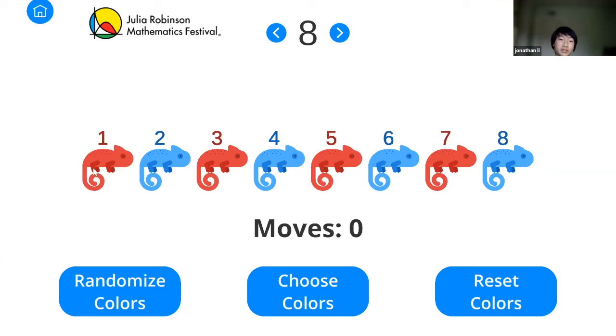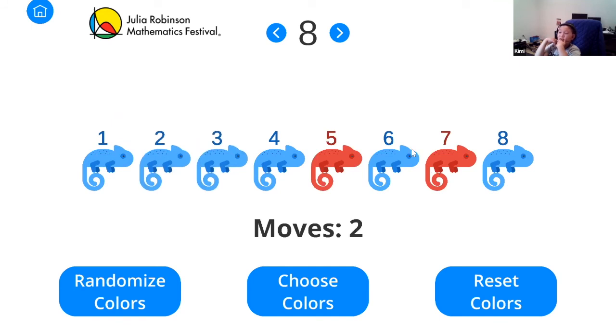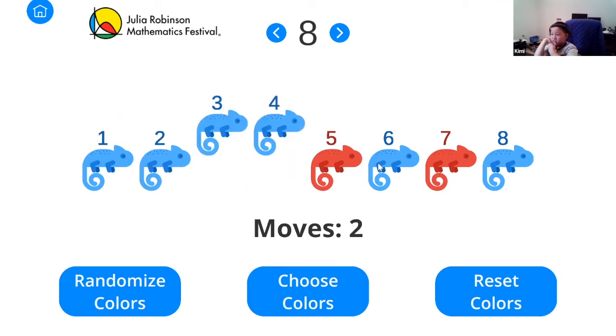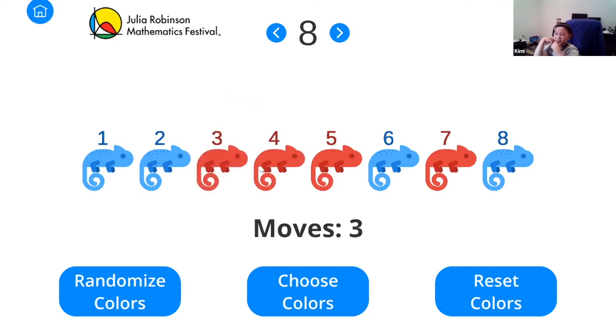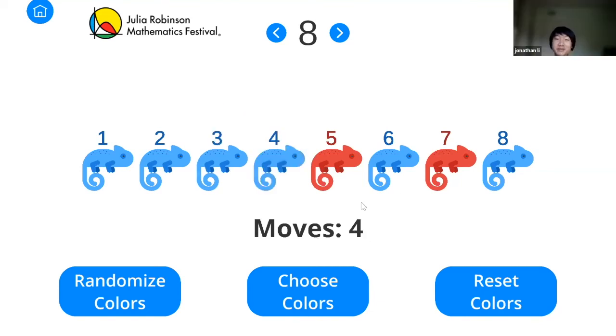So yeah, which one should I change here? 1 and 2 switch. And then 2 and 3 switch. 3 and 4 switch. No, 4 and 5. Okay, never mind, I don't want that. Oh, it's okay. We'll not count that one move. It's okay. 4 and 5 switch.